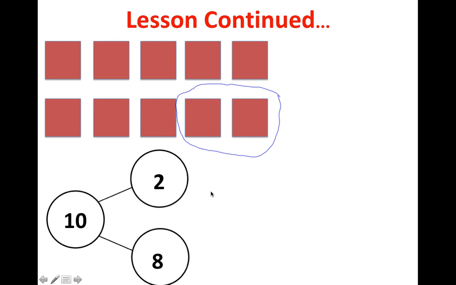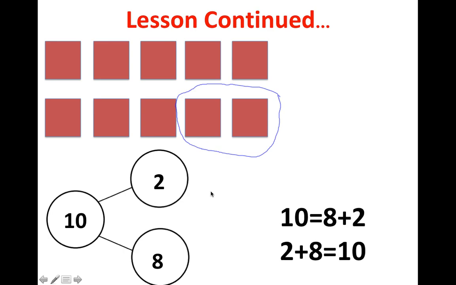So now I have to write a number sentence to match it. My number sentence is 10 equals 8 plus 2. Or if you write it, 2 plus 8 equals 10. It doesn't matter where you put the 2 or the 8, because in addition, we don't care about where we put the number, because the answer is always going to be 10, or the whole.